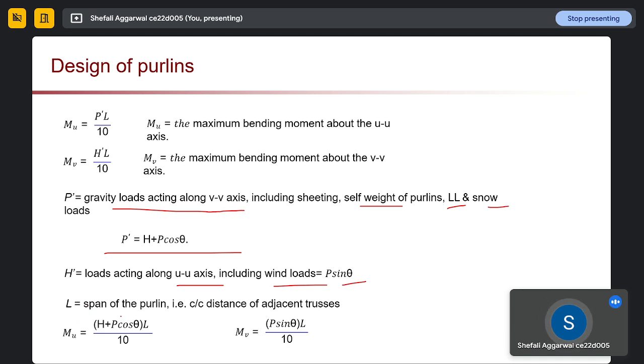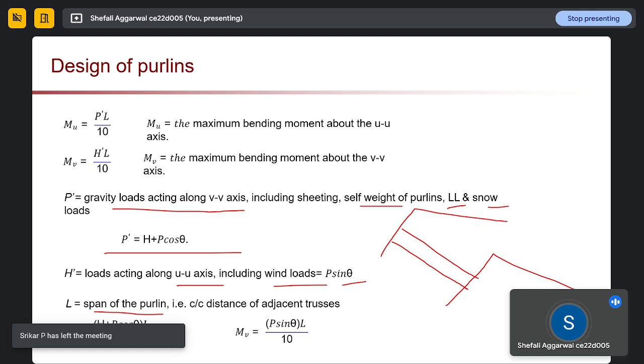Now L is the total span of the purlin. If this is our truss and the back truss is like this, our purlins are provided in this direction. So the center to center distance between these two trusses gives us the span of our purlin. Solving these two equations, we get MU given by H plus P cos theta L divided by 10, and MV is given by P sin theta L divided by 10.